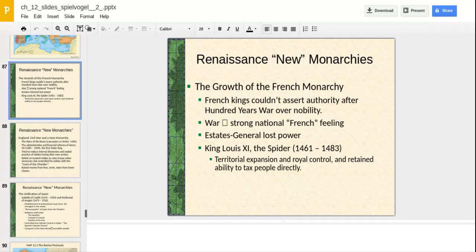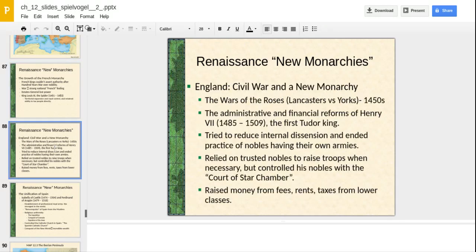The Estates General, which is the parliamentary group of France, lose power to the king. In this case, we get King Louis XI, known as the Spider, for being devious and cunning. He sought territorial expansion and royal control, and he asked for the power to tax people directly and got that from the Estates General, and they never get it back. So they give a lot of power to the French kings from that point on. And French kings will rule absolutely, much more so than most of the other countries.